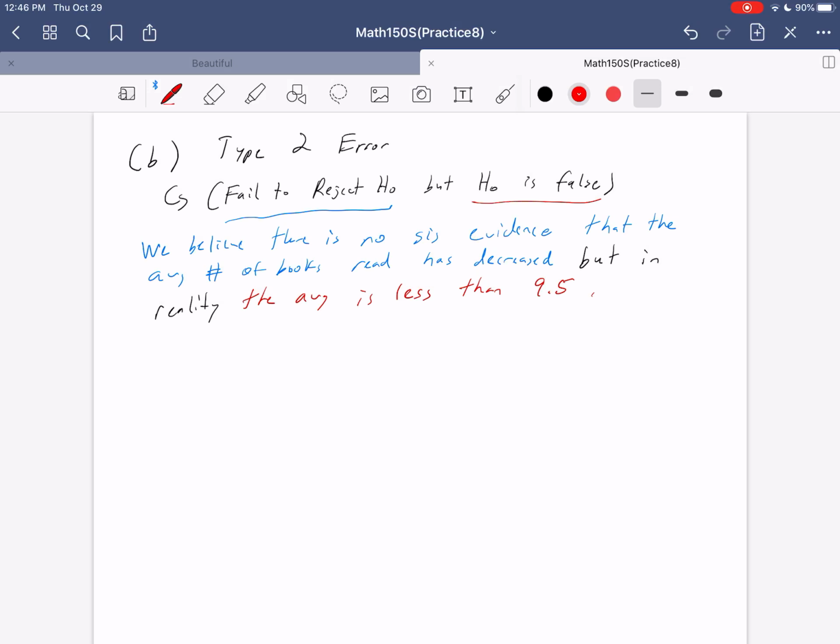Okay, so what does this type 2 error really mean, or what would be the real life consequences here? Well, this is where you say, oh, doesn't look like anything has changed in terms of the average number of books read, but in reality, the average has decreased, and you missed it, right?